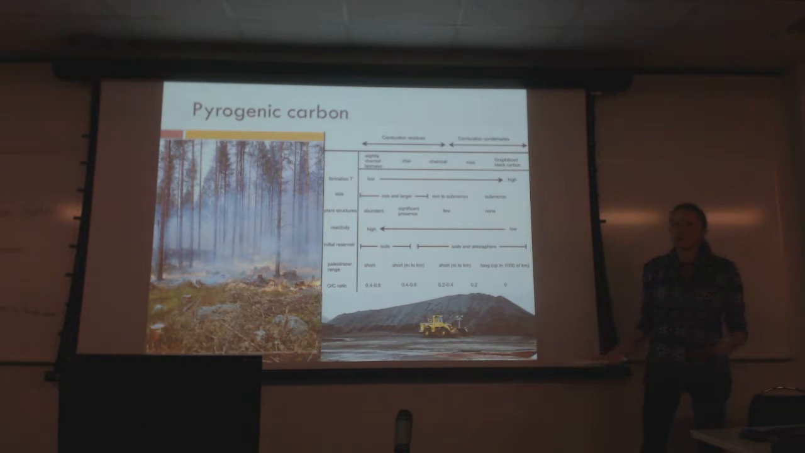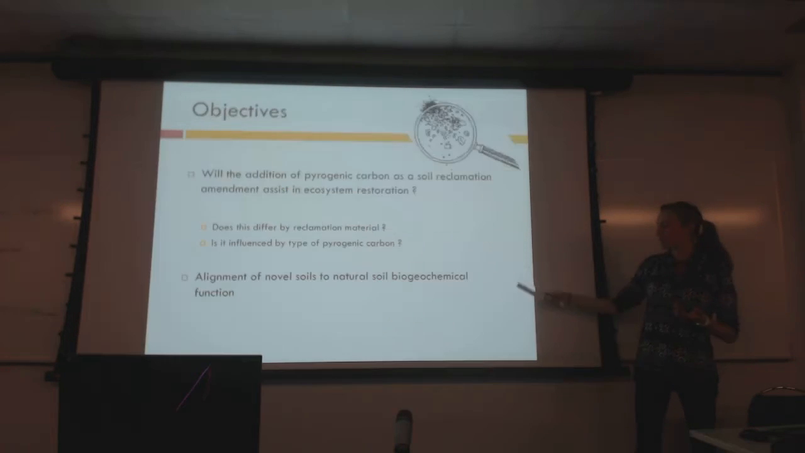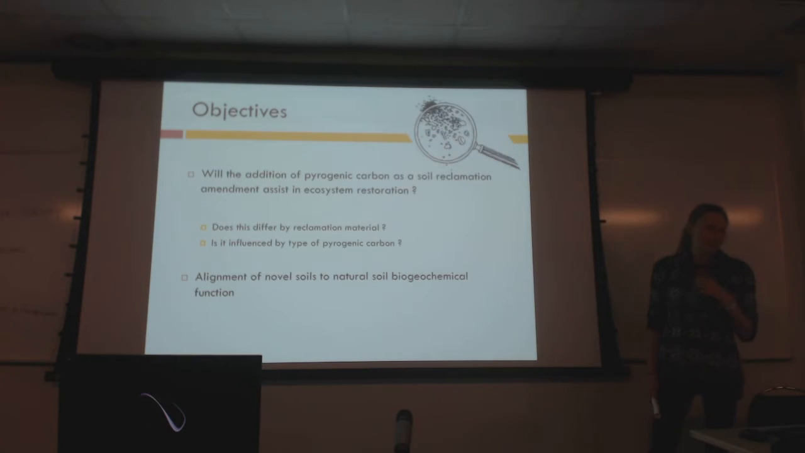This is just a bit of description on pyrogenic carbon, or biochar. As we saw earlier, you had a bit more detail there on how it's formed. There are different kinds of biochar, depending on the source of what it's from and the temperature at which the pyrolysis occurs. So there can be slightly charred biomass, which occurs a lot in forest fires, all the way down to something like petroleum coke, which is just a waste byproduct from oil sands refining already. So again, my goal is, will the addition of pyrogenic carbon add to this? And will this differ with different reclamation materials? Right now, there are different kinds of soils being used to create the soil source, or the new ground layers, and will this differ with the different pyrogenic carbons?